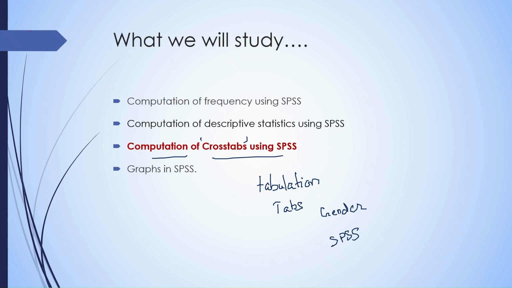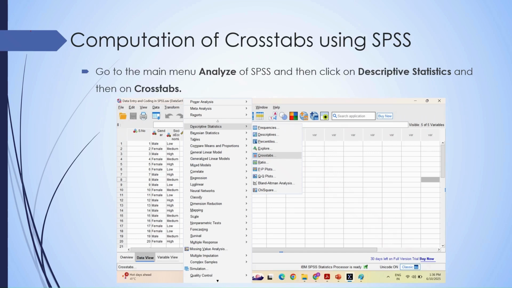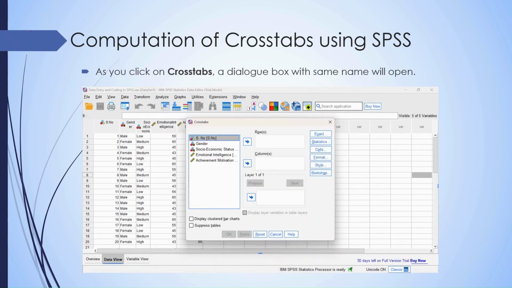Now let's see how to get a crosstab. Again the same step. First, go to the main menu, click on analyze, and then click on descriptive statistics. After you click descriptive statistics, you have crosstabs. When you scroll down, we had seen frequencies, we have seen descriptives. Now we have crosstabs. You have to click on crosstabs. When you click on crosstabs, this dialog box with the same name will open. See, the name here also is crosstabs.